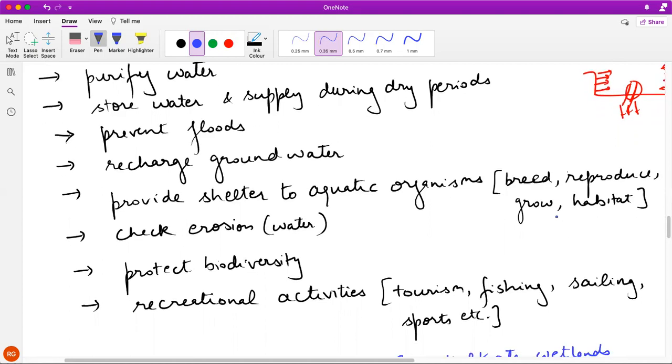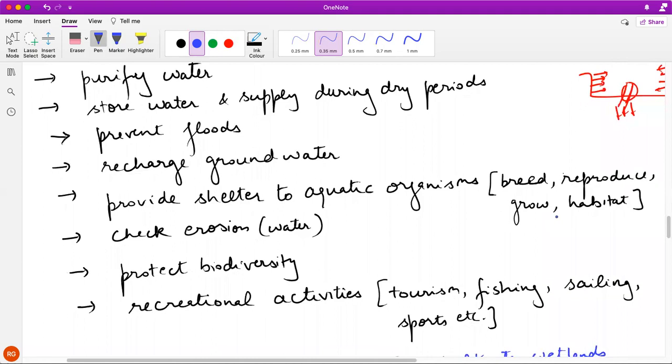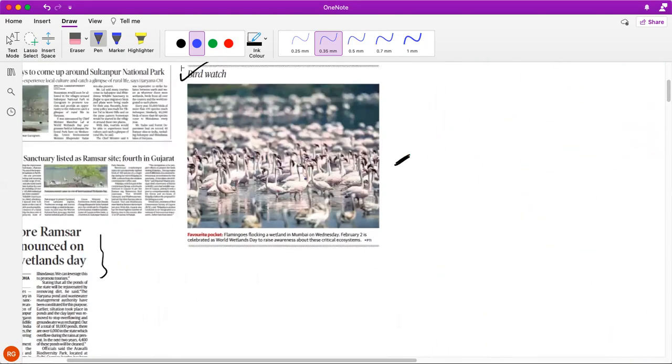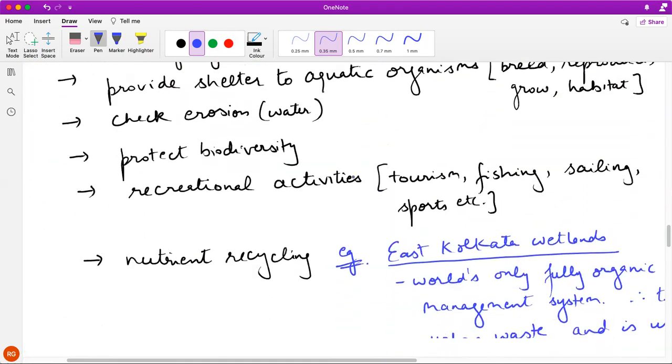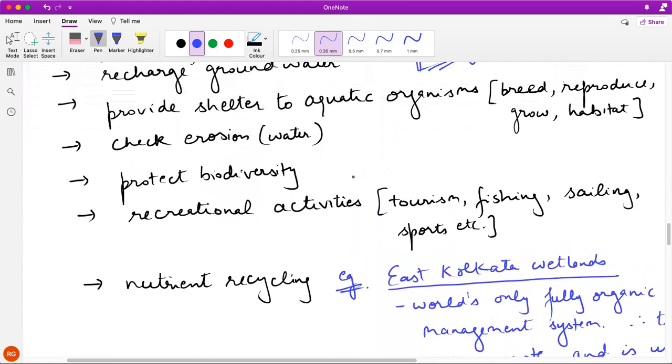Then it helps to check erosion also. Then it provides shelter to aquatic organisms, like we had seen in the earlier news: wetlands provide shelter to flamingos in Mumbai. The Mumbai wetlands have been flocked by flamingos. Alright, then check erosion.